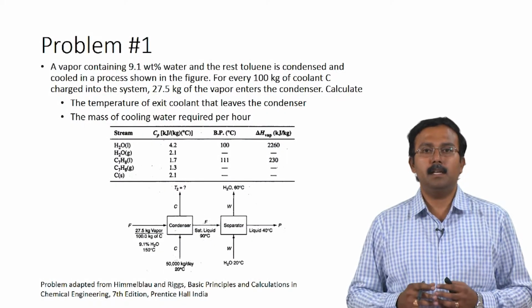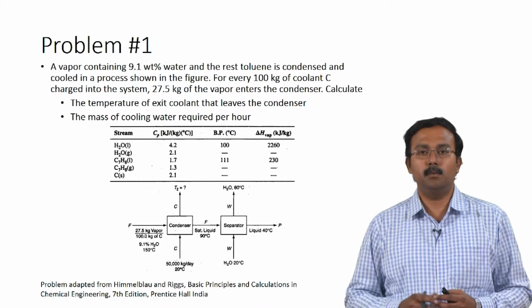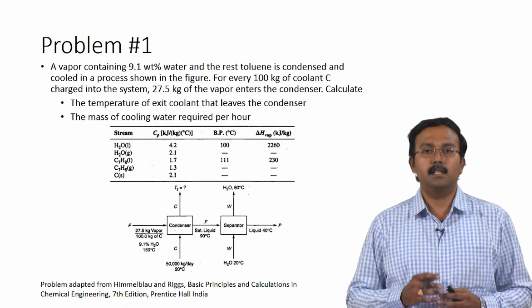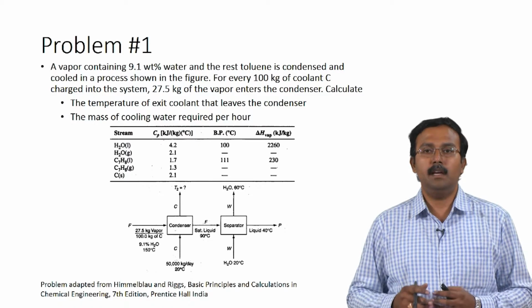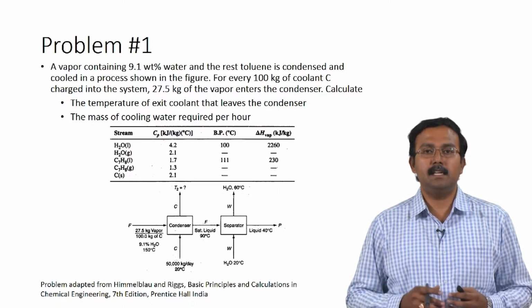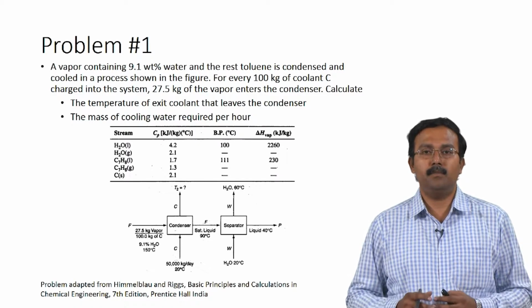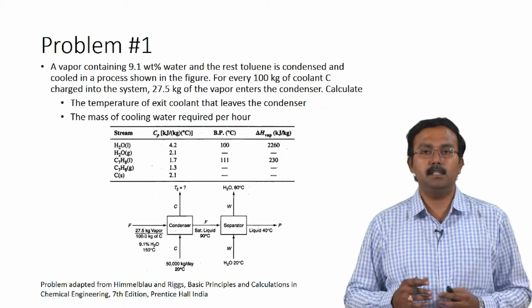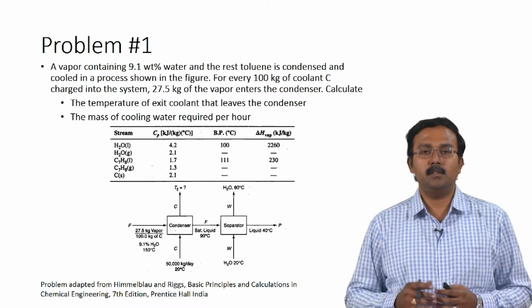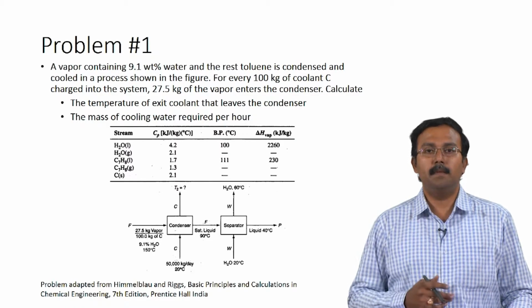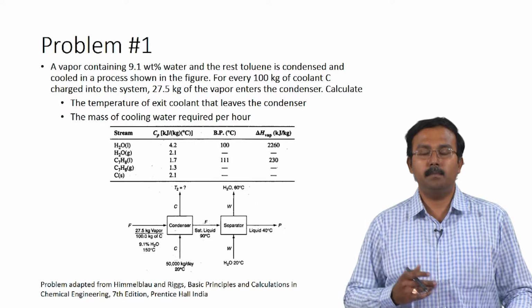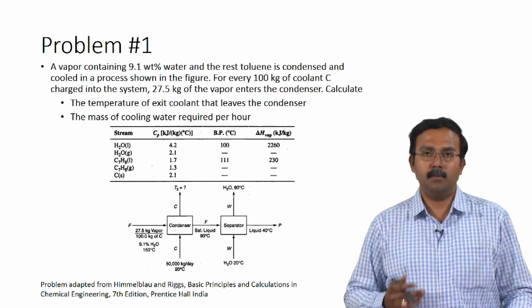A vapor containing 9.1 weight % water and the rest toluene is condensed and cooled in a process shown in the figure. For every 100 kilograms of coolant C charged into the system, 27.5 kilograms of vapor enters the condenser. You are asked to calculate the temperature of the exit coolant that leaves the condenser and the mass of the cooling water required per hour. So, these two things have to be calculated.